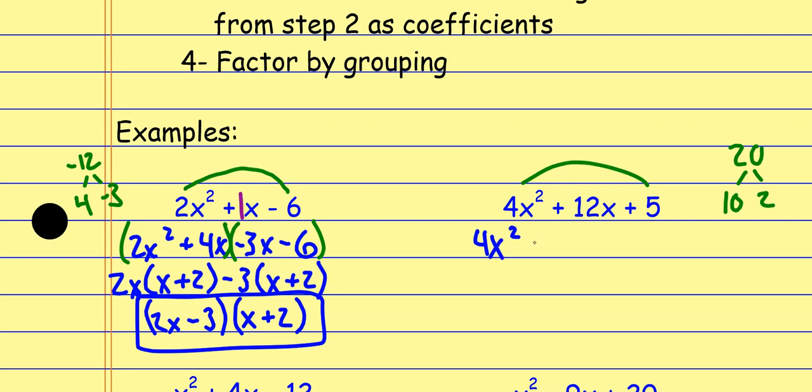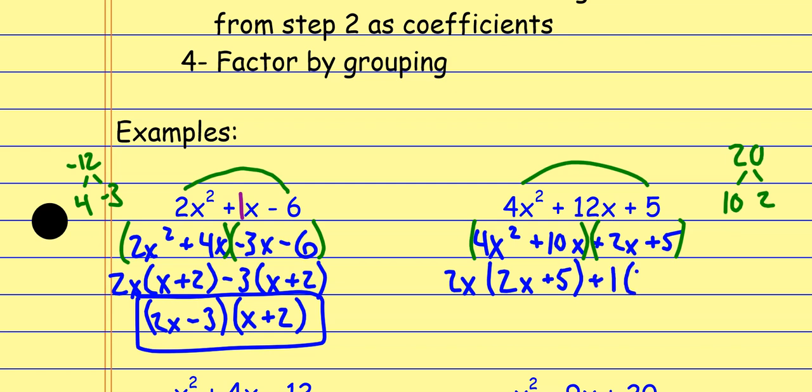So now that 12x becomes a 10x and a plus 2x. And now I group them. Out of the first group, it looks like I can factor out a 2x, which leaves me with a 2x plus 5. Out of the second group, it looks like I can't factor anything out, but remember, factor by grouping, you have to factor something out. So here, the only thing I can factor out is a 1, so that's what I do.